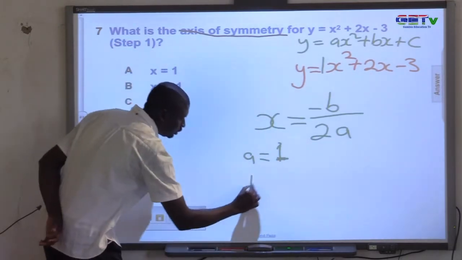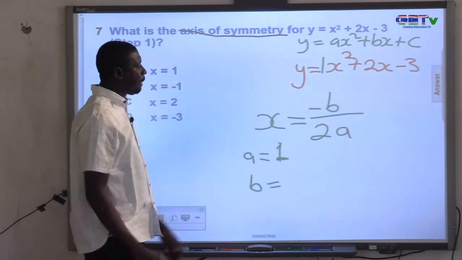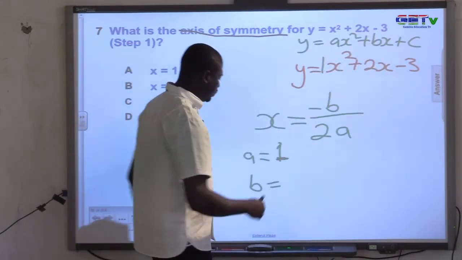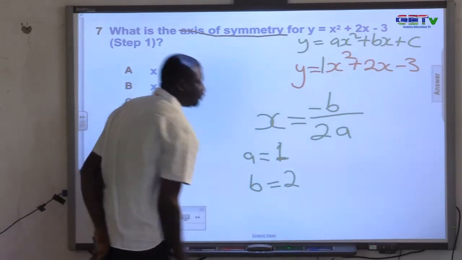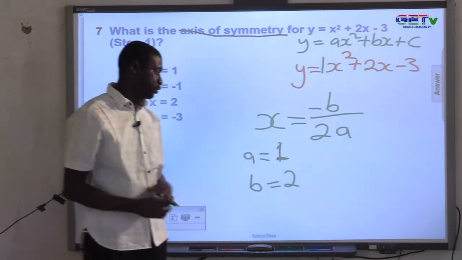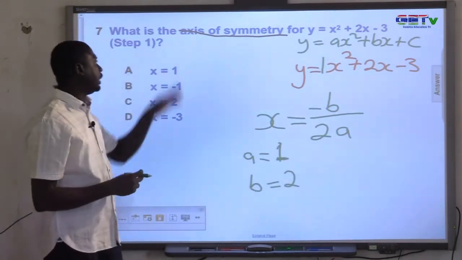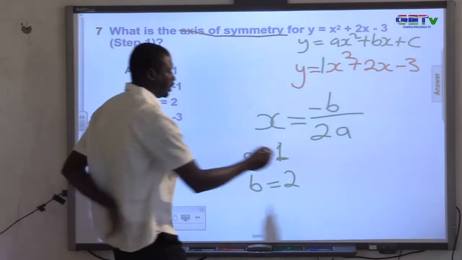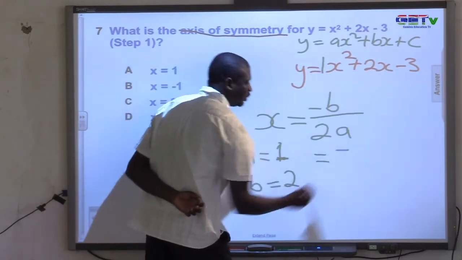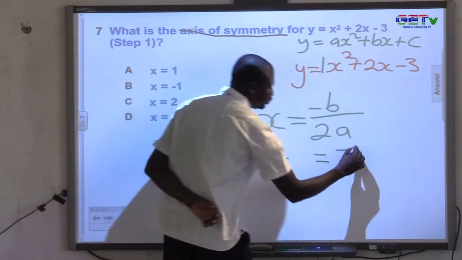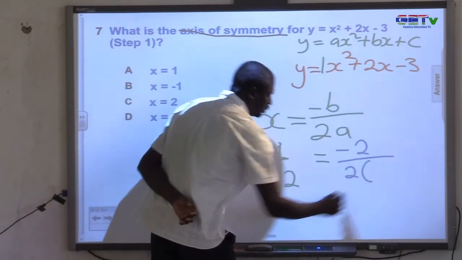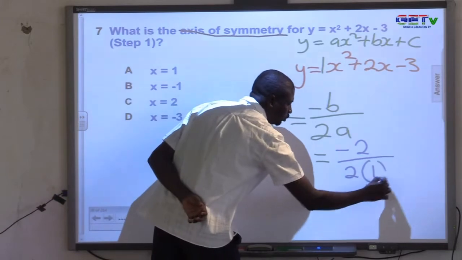The value for b is positive 2. So b equals 2. And those are the two variables that we need to substitute in this equation to solve for our axis of symmetry or the line of symmetry. So this means if you substitute in, we'll have negative, our b value is 2 there, 2, all that over 2 times a, and a there is 1.